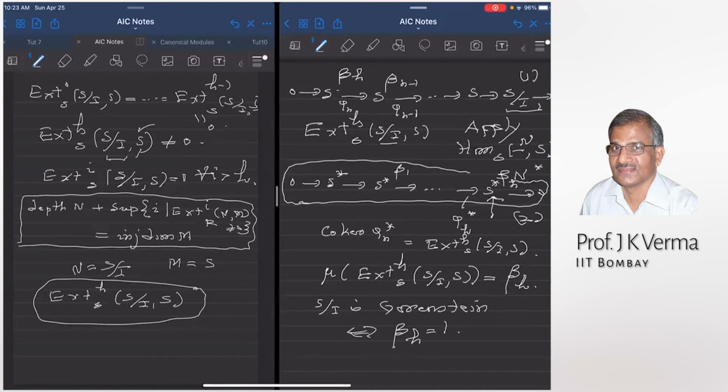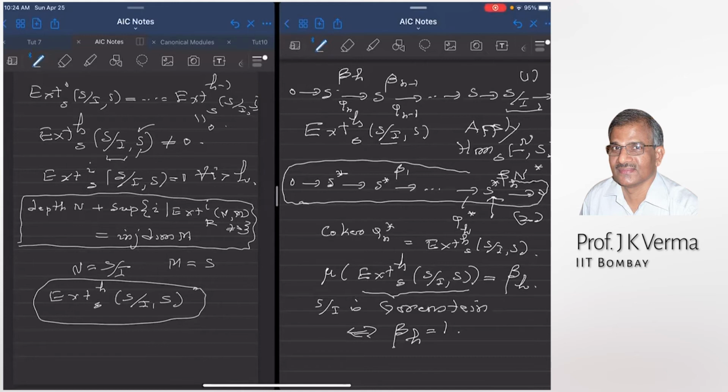So if I know the Betti numbers of S mod I, I know the Betti numbers of Ext of S mod I comma S. They are reversed. The Betti numbers of Ext of S mod I comma S are the same as the Betti numbers of S mod I, but in reverse order. And S mod I is Gorenstein if beta H is equal to 1. So this module seems to detect when S mod I is Gorenstein. Its minimum number of generators detects whether S mod I is Gorenstein.